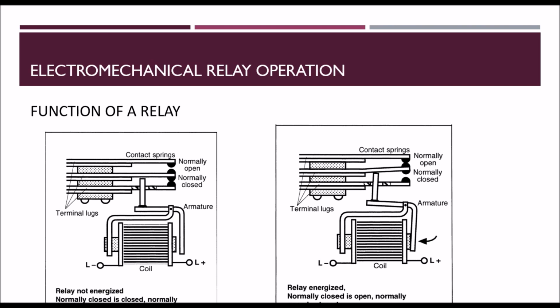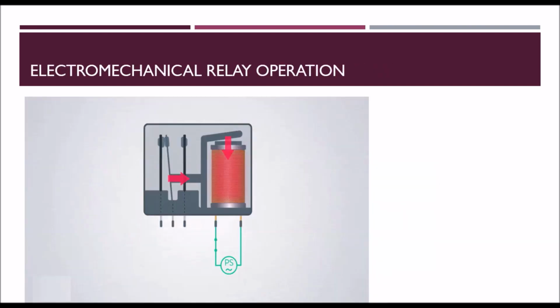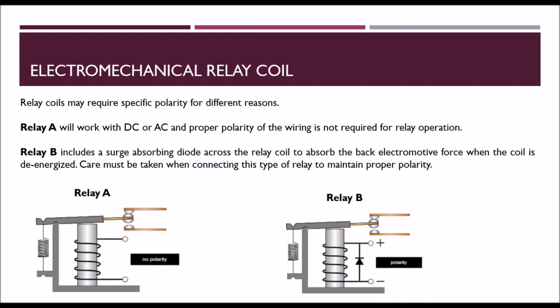So finally what we can understand is, when the coil is energized in the electromechanical relay, what happens? The open contact becomes closed, and the closed contact becomes open. When the coil is de-energized, it returns to the normal condition. So this is the function of the relay. We can understand it this way also.